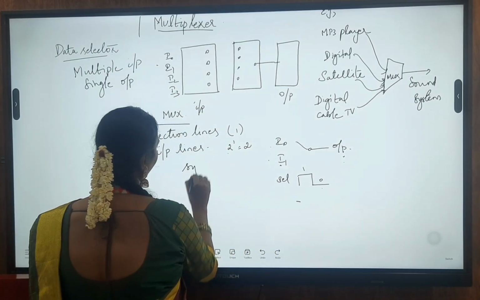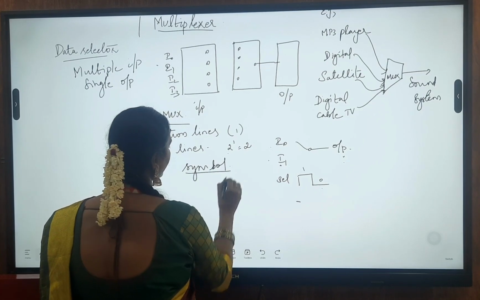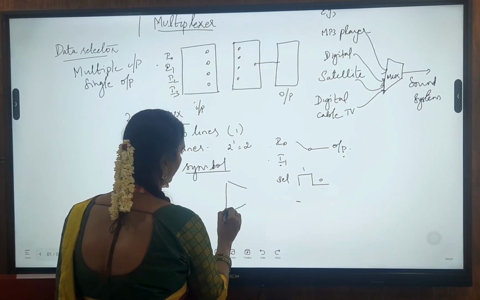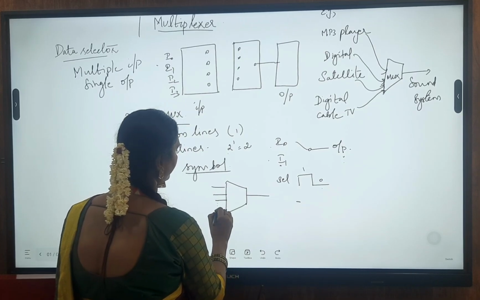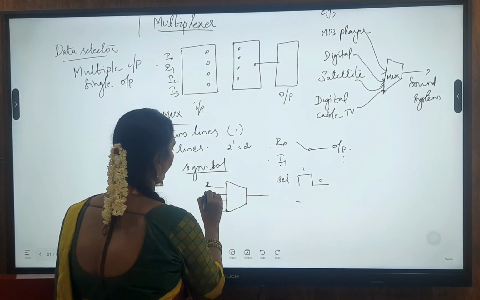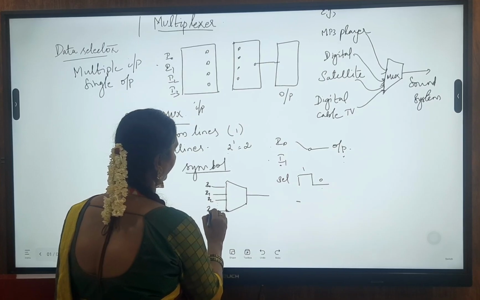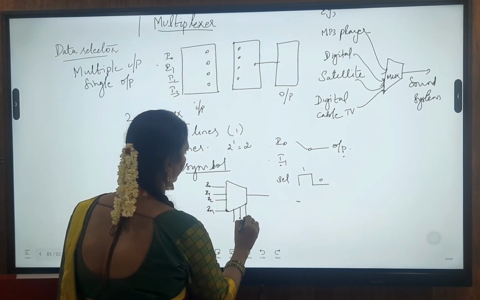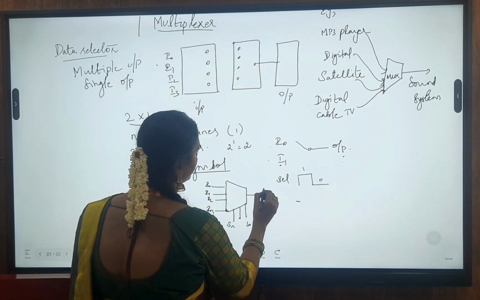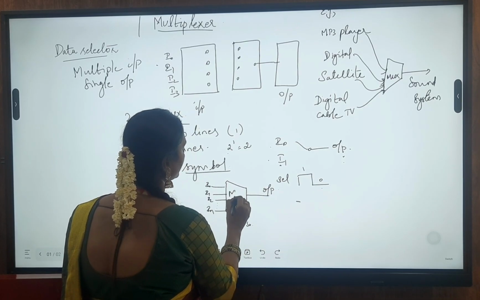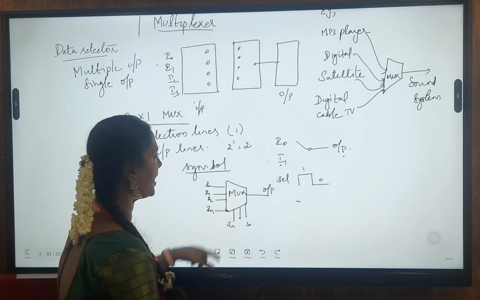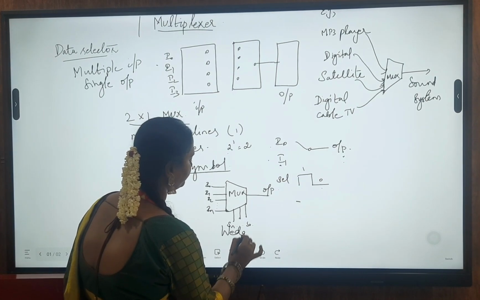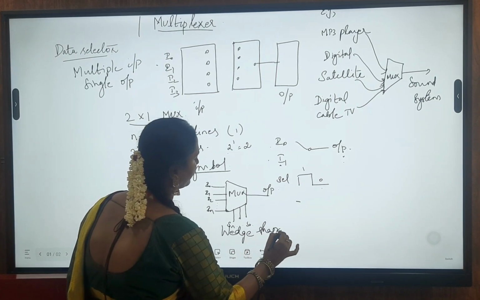The symbol for a multiplexer is like this: n selection lines, inputs I0, I1, I2 up to IN, selection lines SN to S0, and then this is my output. This is the symbol for a multiplexer. MUX is the short form, and this shape is called a wedge shaped symbol.